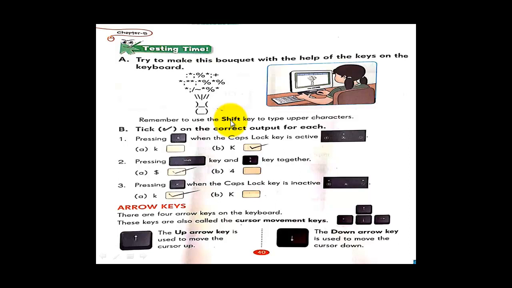Now when you want to type the capital A, as I told you in the last class, you should use the shift key. You should press the shift key, then you press on the A key, the key which is written A.